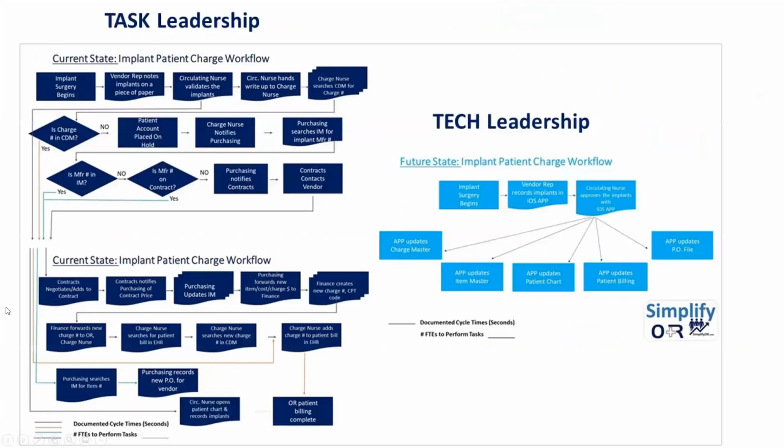And this slide just simply explains that. The 23 touch points to get it right, to charge a patient correctly, over to what I call tech leadership, which is the future state of implant patient charging, which is really what we just talked about when I showed you the demo. Either the vendor rep or the circulating nurse can do the consumption in the application. The circulating nurse or the nurse would approve the consumption in the application when the case was completed. Then the hospital's SimplifyOR web app could automatically update a PO in the hospital's PO file.